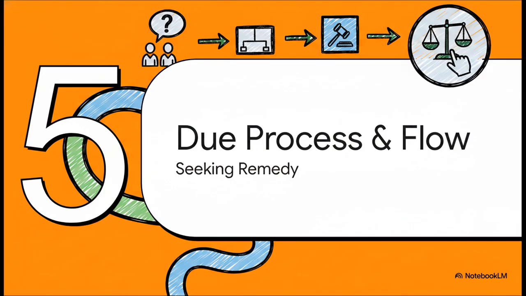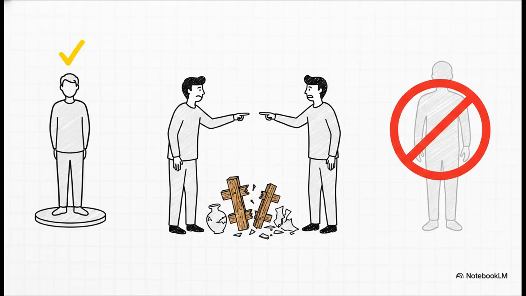Let's move on and see how this builds into Section 5, Due Process and Flow, Seeking Remedy. So how does the complaint actually move through this whole system to seek a remedy? Well, before a case flows forward, it absolutely must meet the strict standards of common law due process. The rules are absolute. Everyone is presumed innocent until proven guilty.